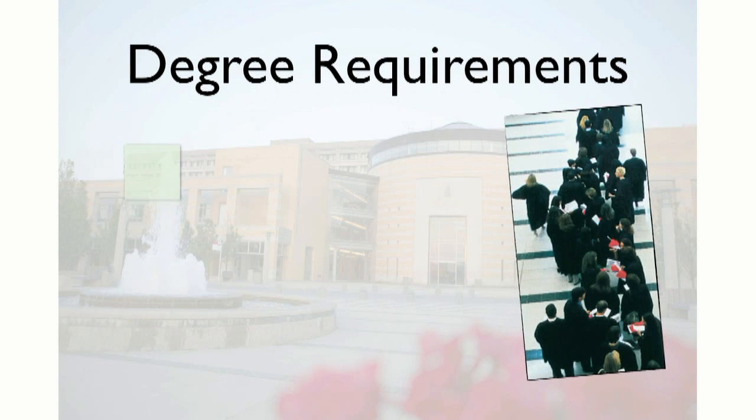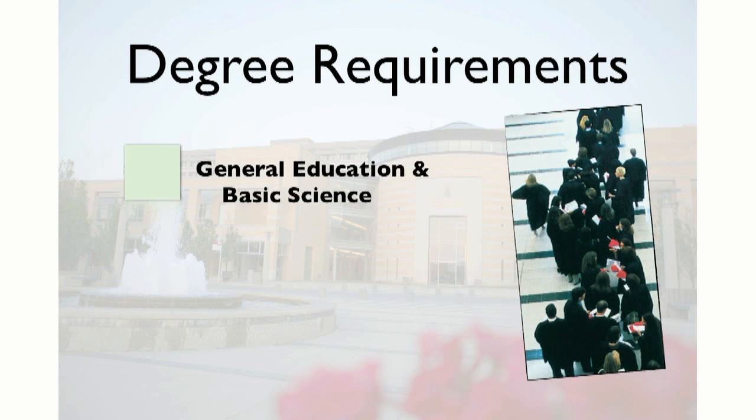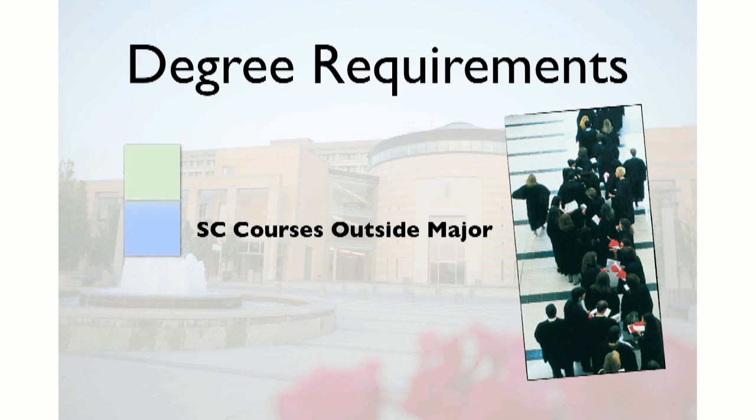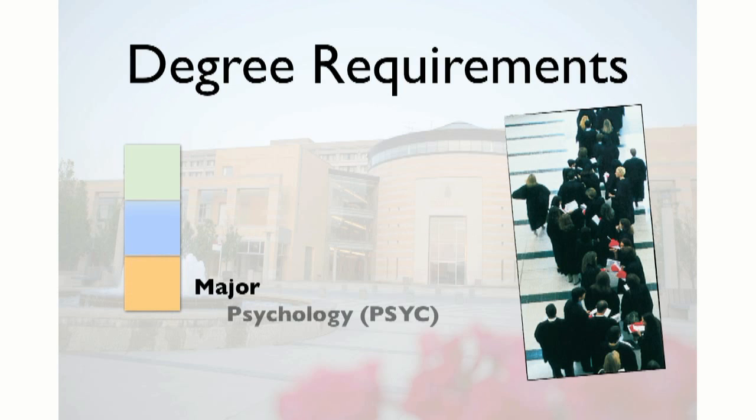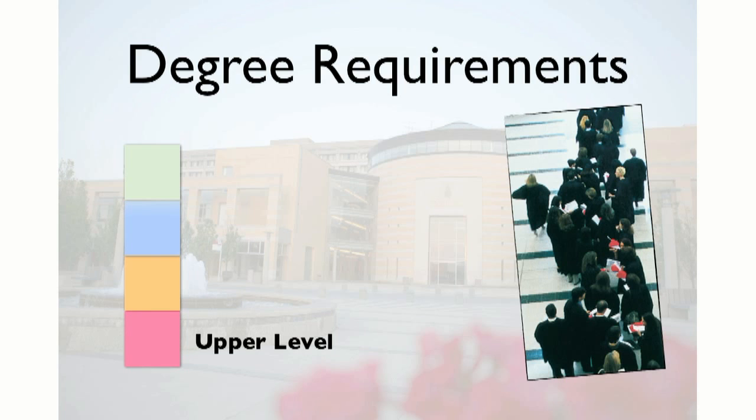The main components of a BSc degree include general education and basic science requirements, science requirements outside of the major, major requirements, in your case psychology courses, and upper level requirements. Let's examine each of these components more carefully.